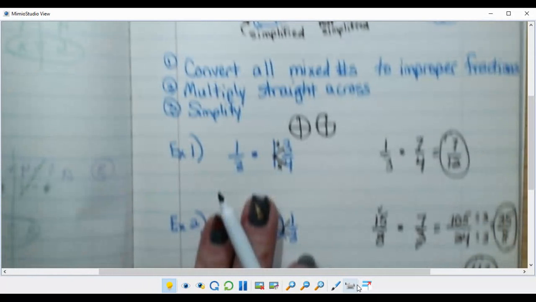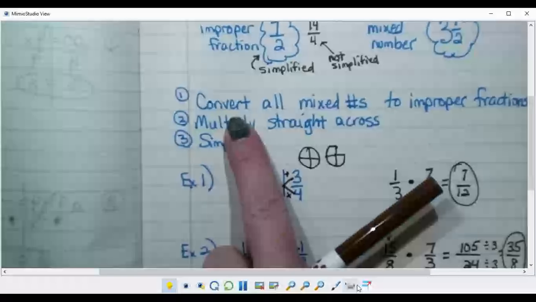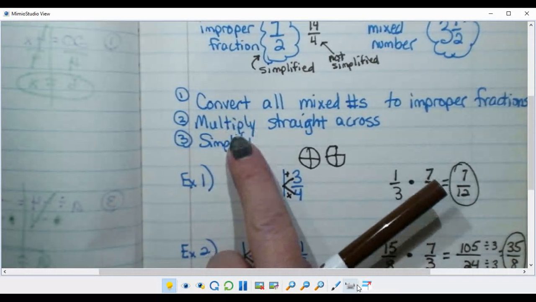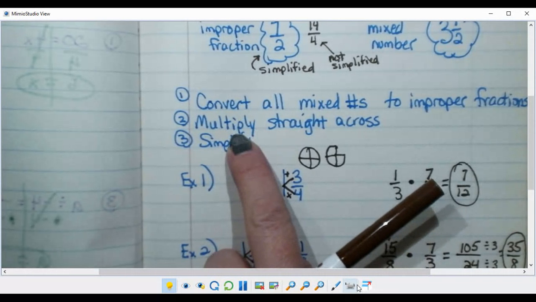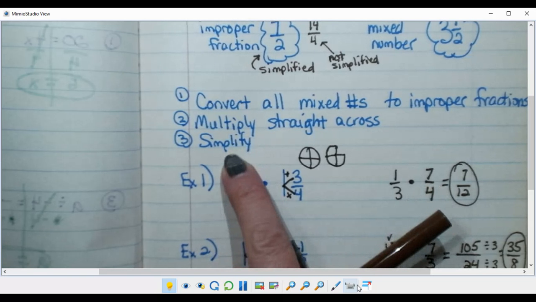So again, real quick, you're going to convert everything to improper fractions. You're going to multiply straight across, top times top, bottom times bottom, and then you're going to simplify if necessary.